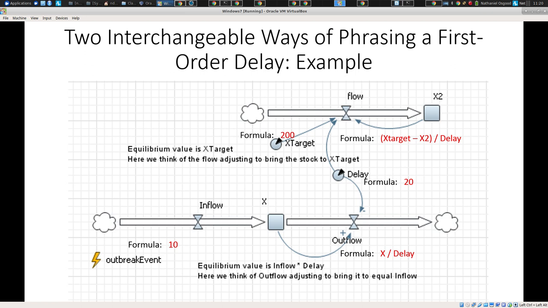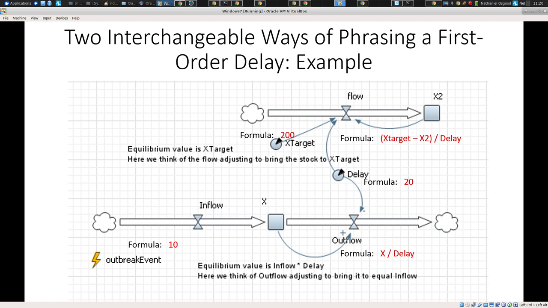So this top one, we think of the system as following some value, the equilibrium value for the stock. The bottom one, we think of the outflow as following the inflow. Does the bottom one go to an equilibrium? You bet it does. We might think of it as a composite equilibrium. It's the inflow times the delay, rather than being obvious. But the value of the stock here approaches the value of the inflow times delay.